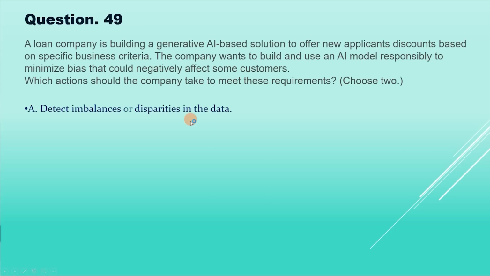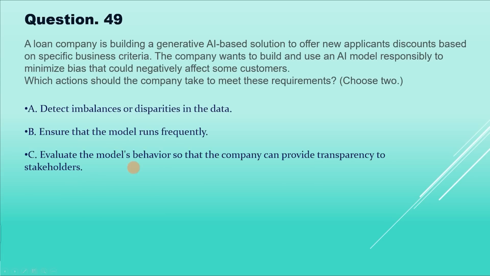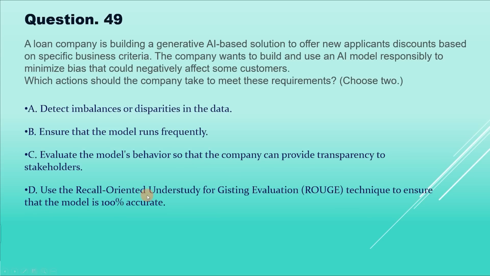Here are the options. Option A, detect imbalance or disparities in the data. Option B, ensure that the model runs frequently. Option C, evaluate the model's behavior so that the company can provide transparency to stakeholders. Option D, use the Recall-Oriented Understudy for Gisting Evaluation technique to ensure that the model is 100% accurate. Option E, ensure that the model's inference time is within the accepted limit.